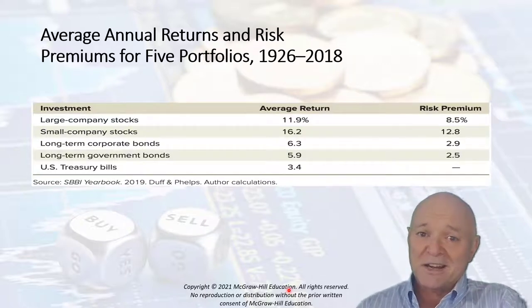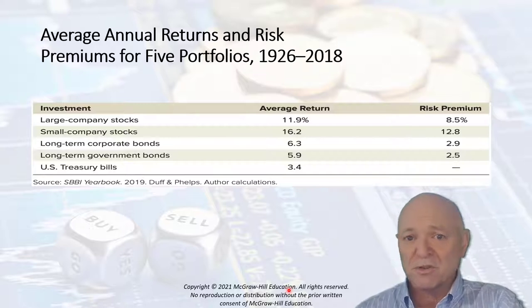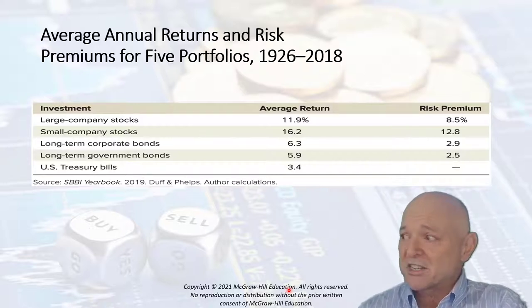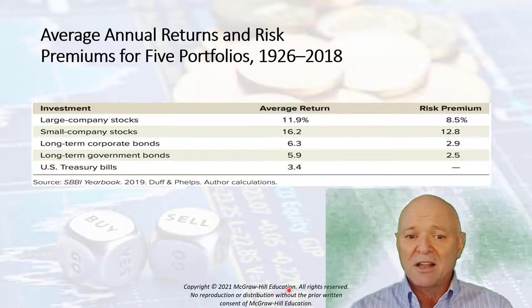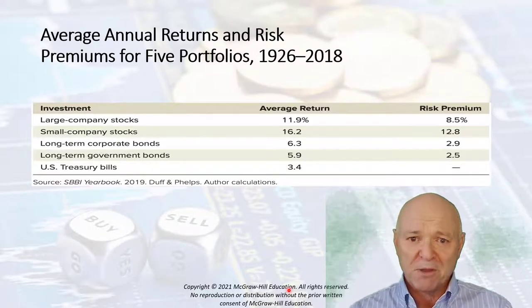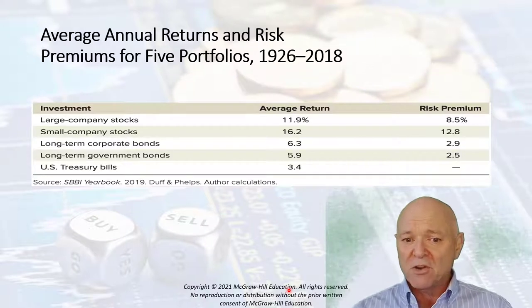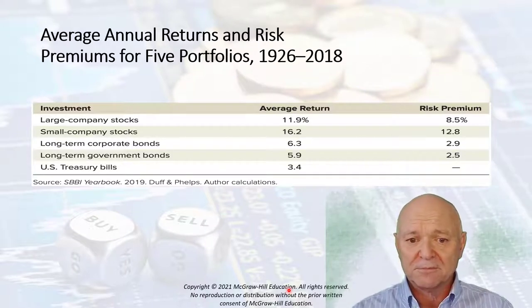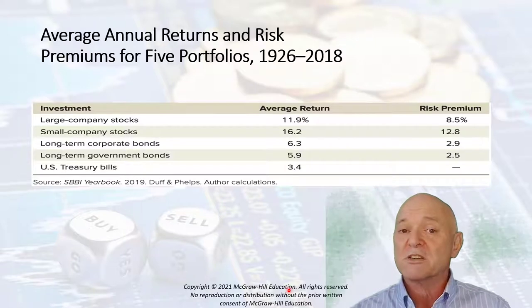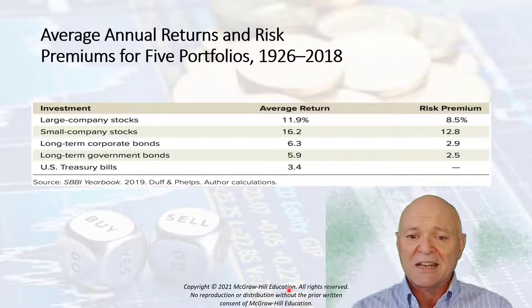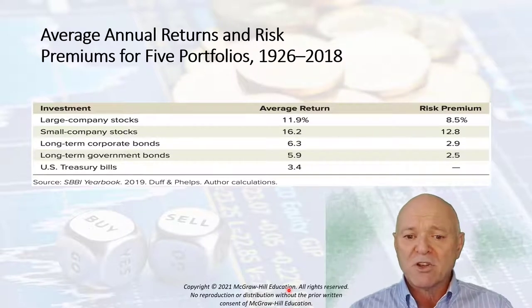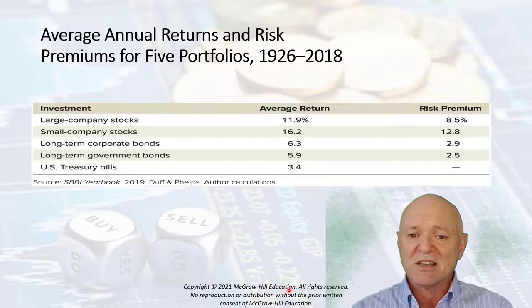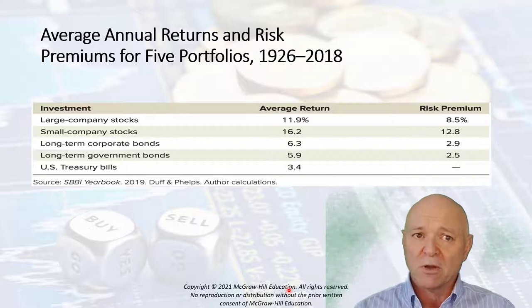We can compare that now to the risk and the risk premium for all of those types of investments. And not surprisingly, the type of investments that give you the highest return have the highest risk premium. So here you can see that there's 11.9% risk premium. That's return in excess of a risk-free rate. Small cap stocks, 12.8% in excess of that risk-free rate, and so on.